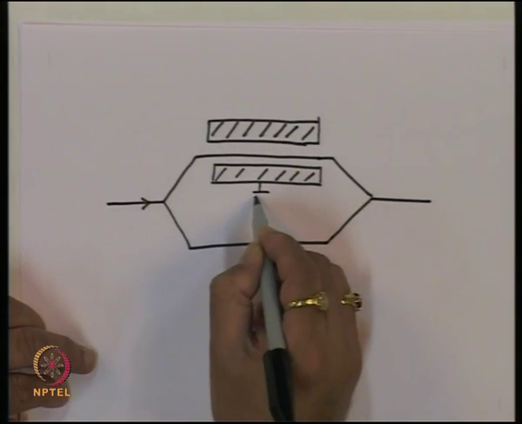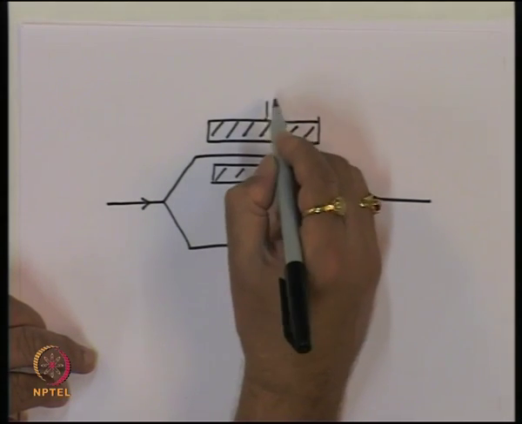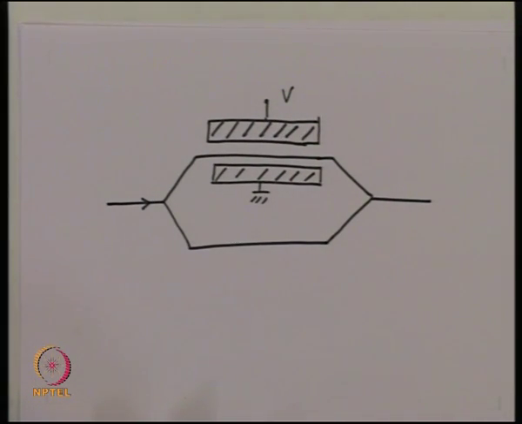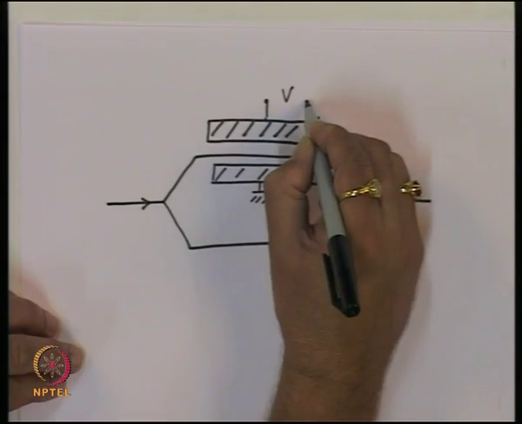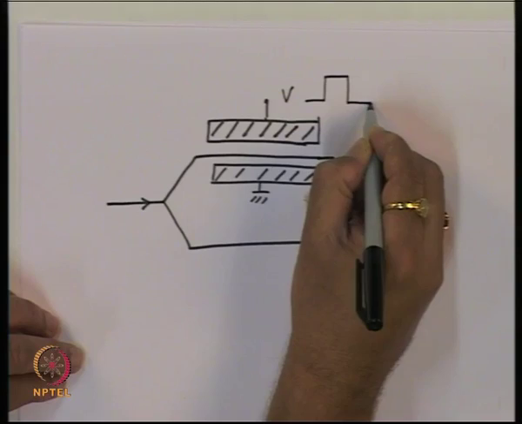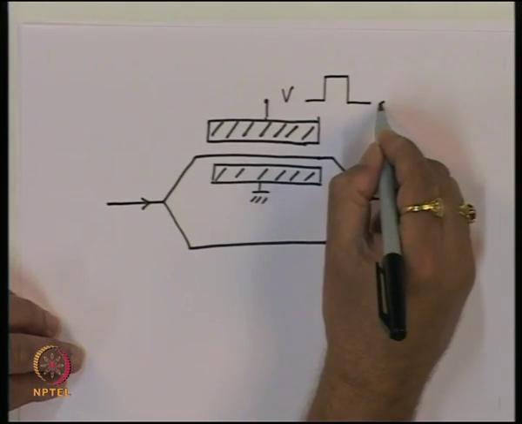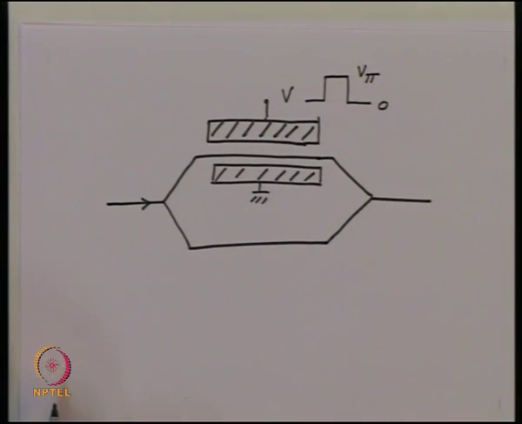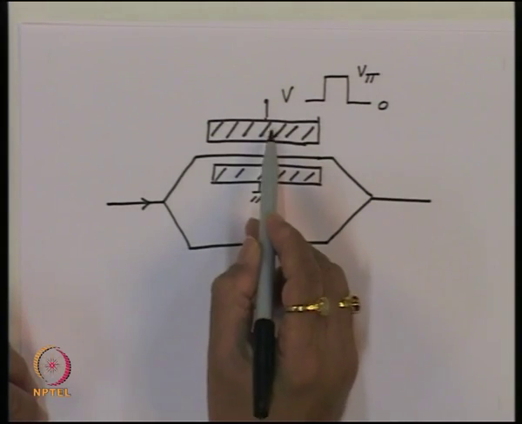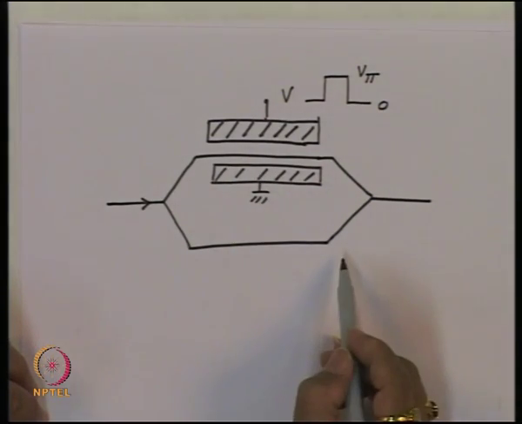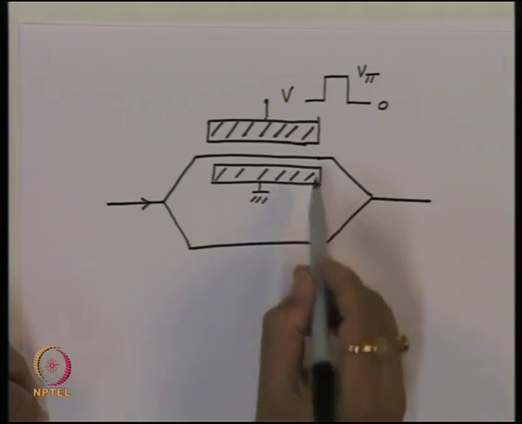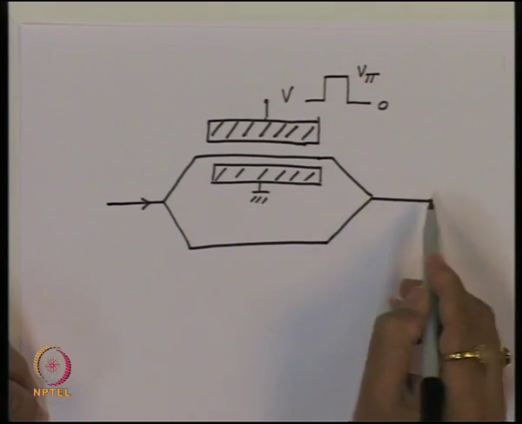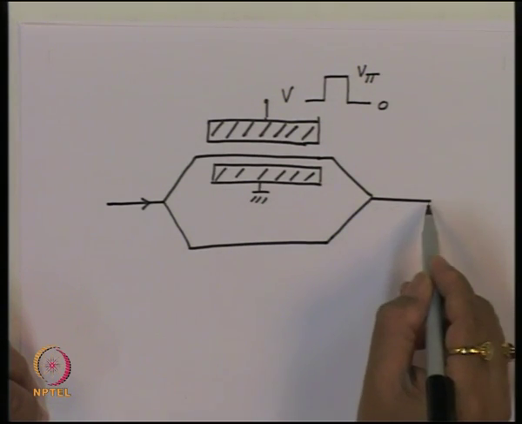So we apply a voltage. Let us say this is voltage V. So we are applying here a voltage which goes like that. This is 0, whereas this voltage is V pi. So when the 0 voltage is applied, these two arms are exactly identical, and the light coming from this path and this path undergoes the same phase change. So you see the constructive interference of light, and we get the light output.